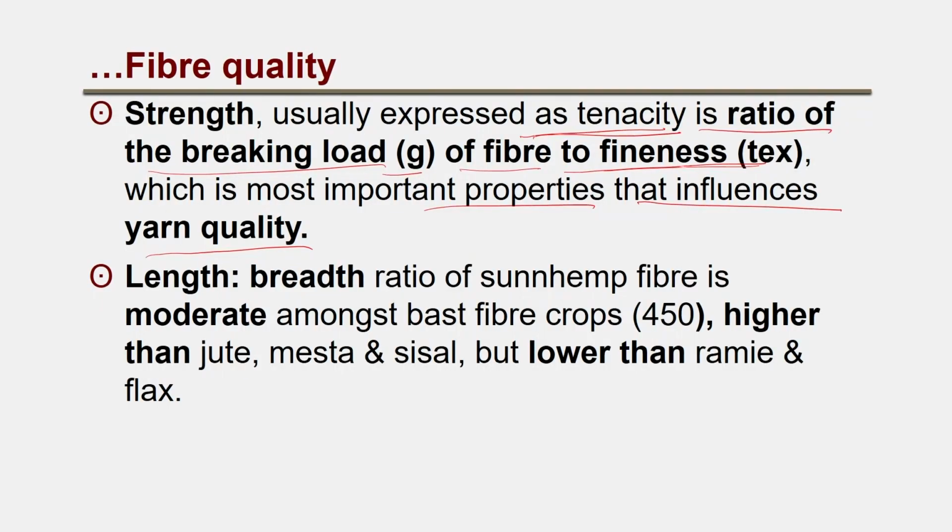Now the second property is length. The length to breadth ratio of sannhemp fiber is moderate amongst the bast fiber crops, 450, higher than jute, mesta and sisal, but lower than ramie and flax. All these are fiber crops like mesta, jute, sisal, ramie and flax.